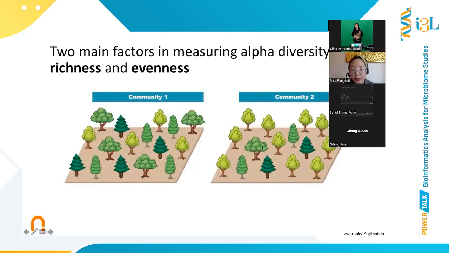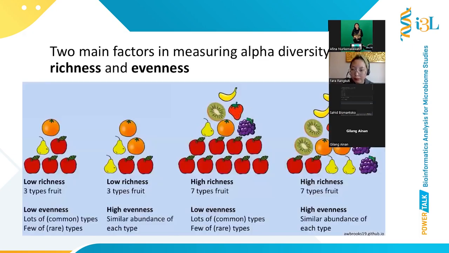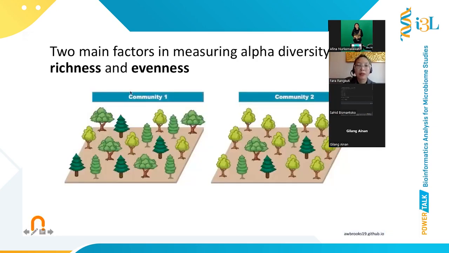While here, it's not really even because there is one tree that dominates and there are other trees that are underrepresented, just like the previous slide here. You see? Here you can see, if the evenness is high, you have similar proportion or similar abundance. And in this example, community one actually has higher evenness because it has more similar proportion or distribution.